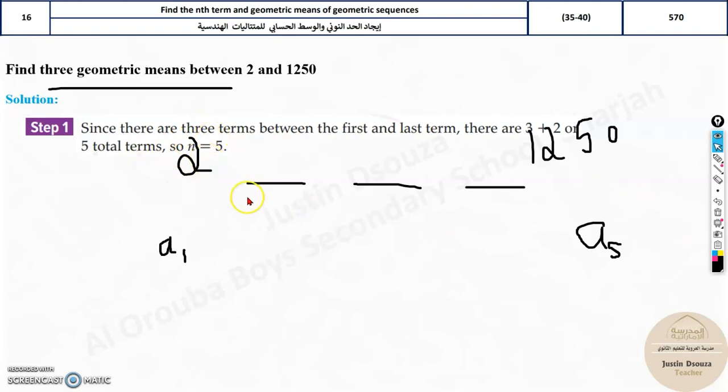So n is equal to 5. Why? Because 1, 2, 3, 4, 5. Or you can also say this is the first and the last term that is given to us, and they have told us 3 more terms need to be solved. So n is 5.